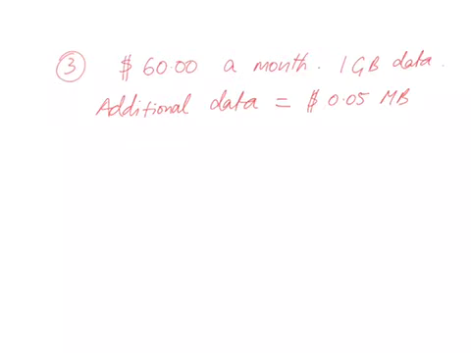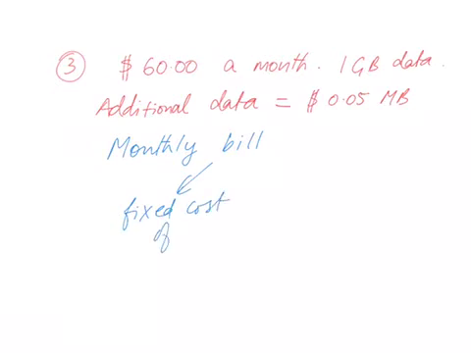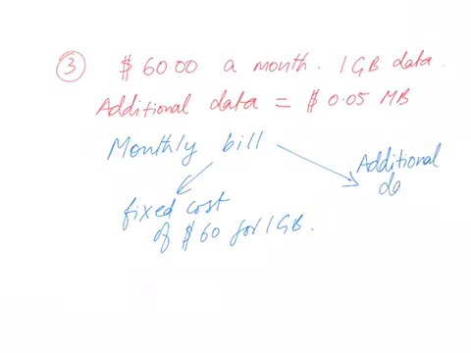So what is his monthly bill made up of? His monthly bill is a combination, right? So it's the fixed cost of $60 for 1 GB, and it's also the additional data. So once he exceeds 1 GB, he'll start using the additional data, which is $0.05 per MB. Okay, let's even put a per over here. So we are all set with that part. So per MB. So these are our total costs that add up to the monthly bill.